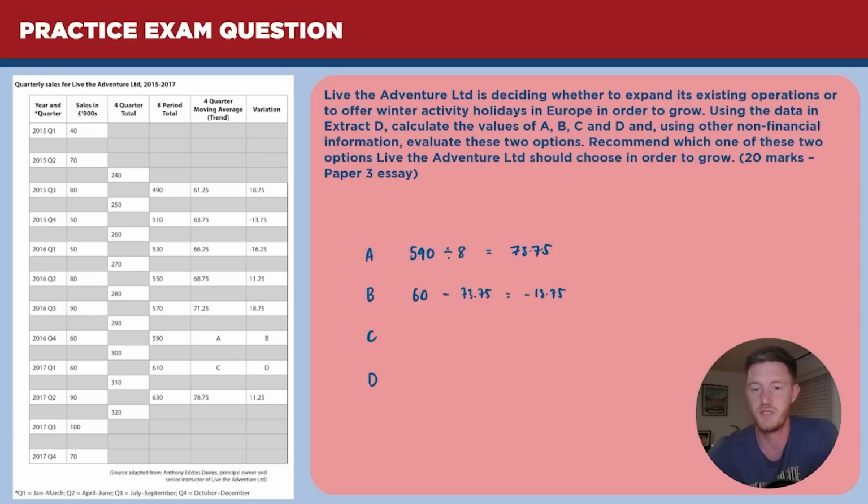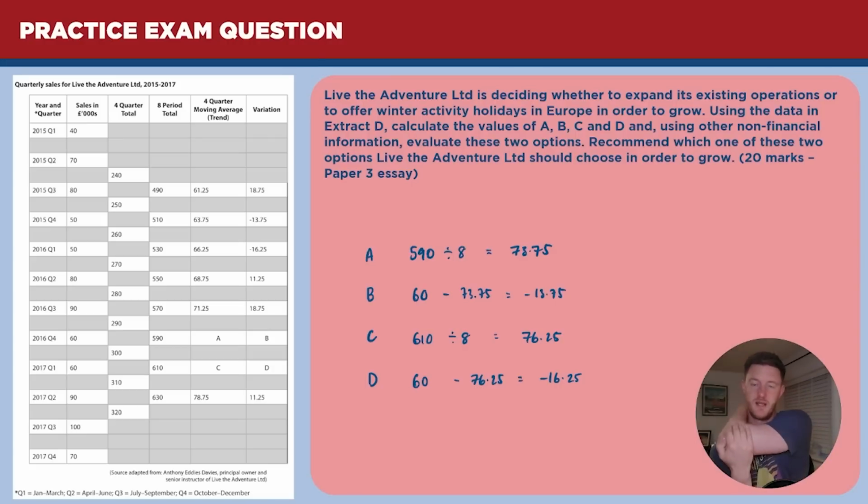And then we do the same process for C. So 610 divided by 8 gives us 76.25. And then, what is it again? It was 60 again. Minus 76.25 is going to be minus 16.25.